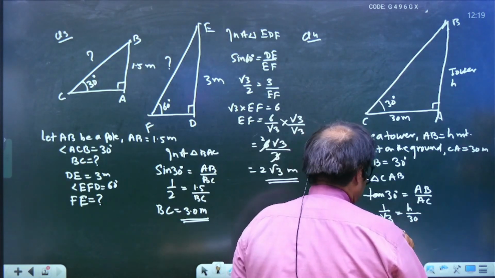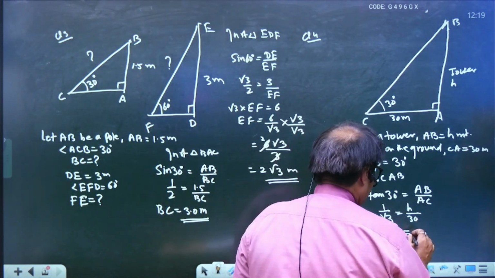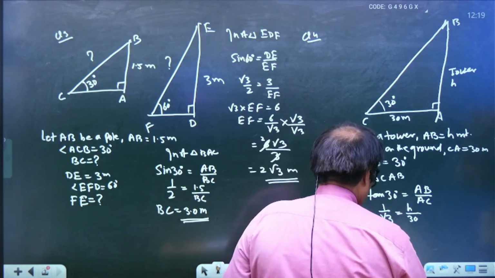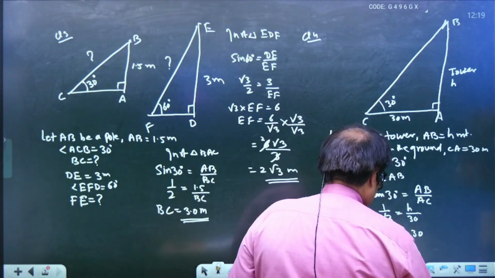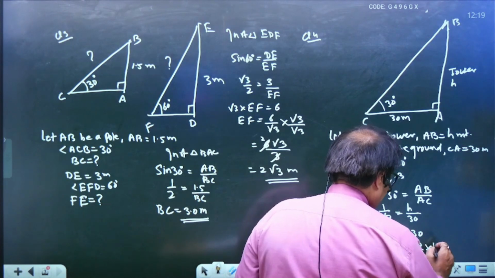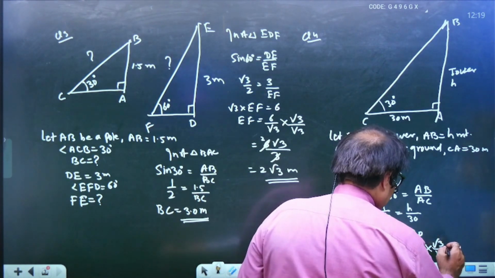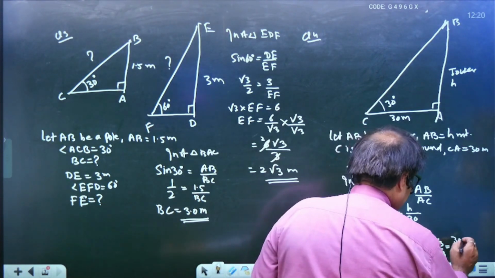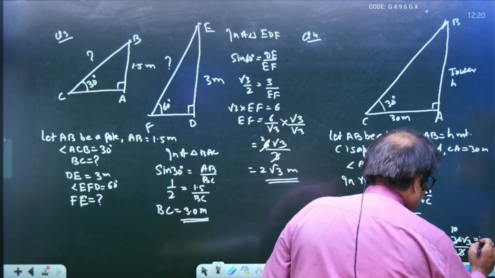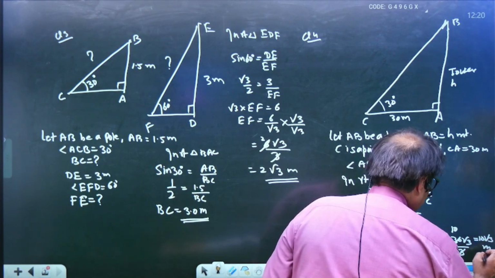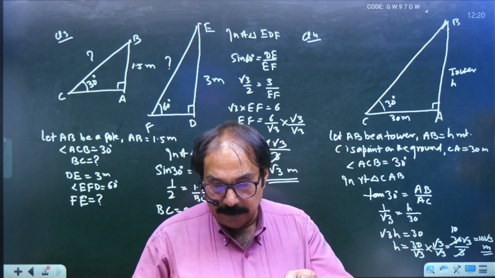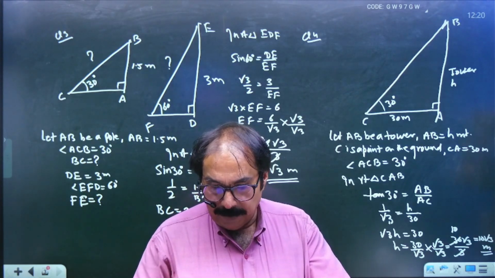So by the cross multiplication, root 3 h is equals to 30. So h is equals to 30 by root 3. So again we have to rationalize root 3 by root 3, multiply and divide. So this is 30 root 3 divided by 3. So now it will be cancel out. So what is the answer? 10 root 3 meter. So this is the height of your tower, that is equals to 10 root 3 meter.